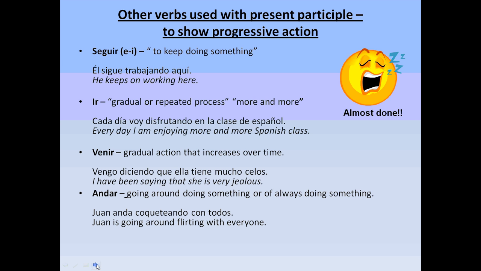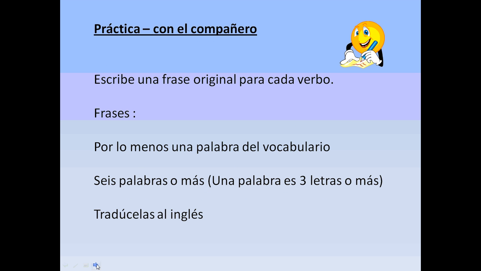Andar, going around doing something, or always doing something. Juan anda coqueteando con todos. Juan is going around flirting with everyone. Okay? And we're not going to have you do this. We're going to do an activity like this in class, so you are done.